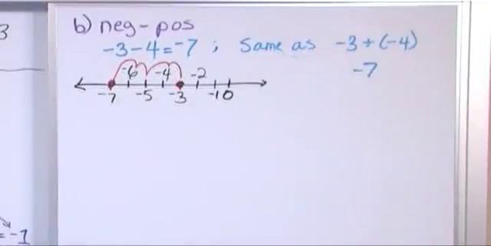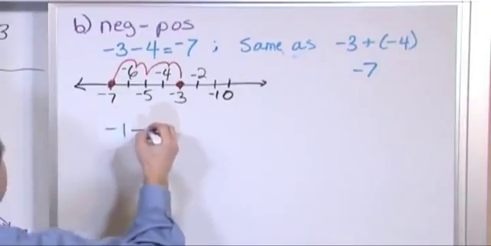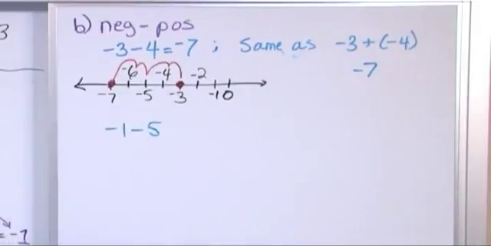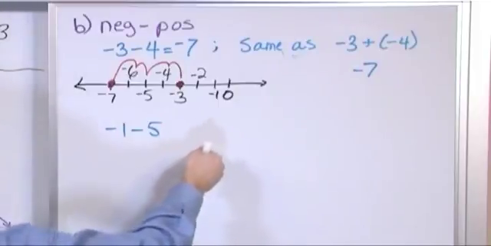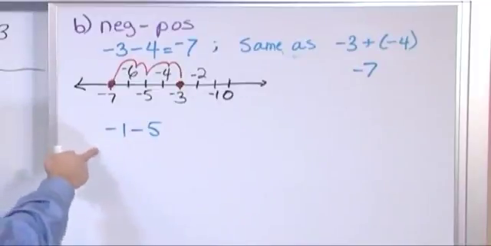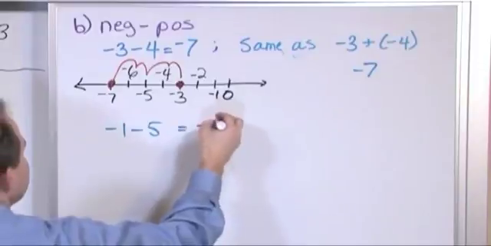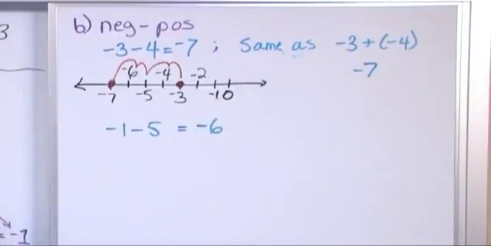Okay, now let's try another quick problem that would fit this mold. So let's say we had negative 1 minus 5. Negative 1 minus 5. Well, if you can kind of visualize that number line, you're going to have negative 1, and you're going to subtract 5 more. So you're going to be going this way, even more negative. So you're going to be at negative 6 when it's all over.